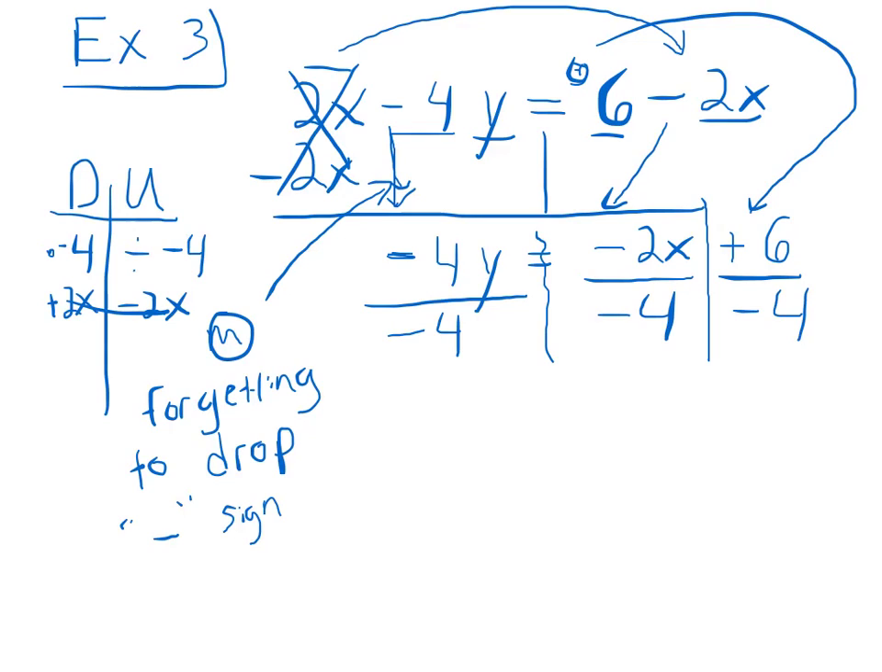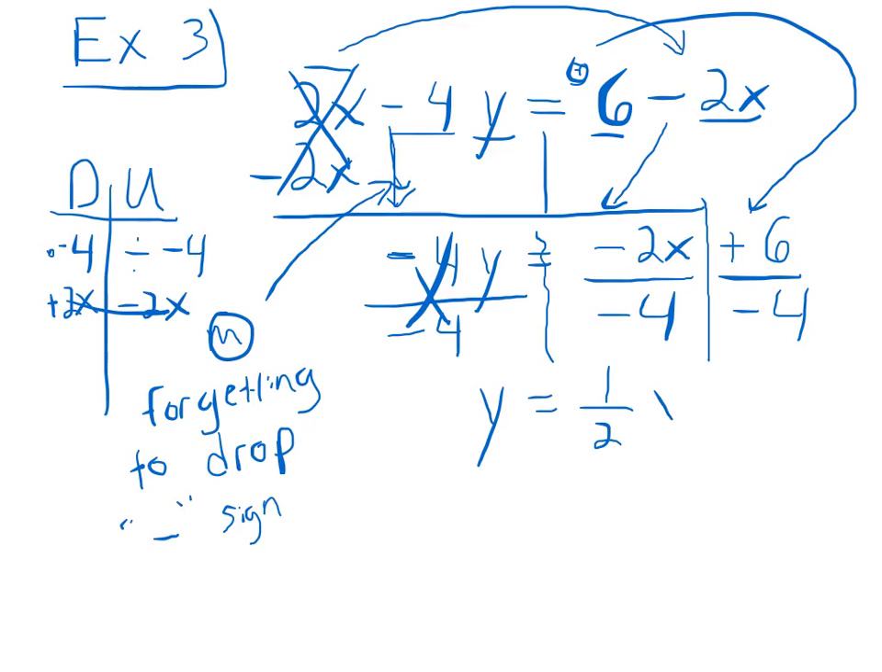So when you do that, negative 4 divided by negative 4 cancels, leaving me with just y. The y doesn't cancel, okay? And then a negative divided by a negative, okay, will get me a positive. So negative 2 divided by negative 4 will give me a positive, but I also have to simplify that. 2 over 4 simplifies or reduces to be 1/2.